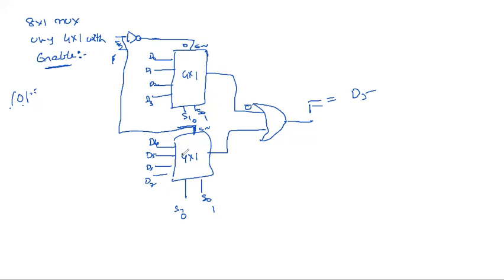So this multiplexer will work. 0, 1, so 0, 1 means D5. You get D5 here. 0 plus D5 means D5. So the final answer is D5. You getting? So this is the 8 by 1 multiplexer using 4 by 1 with enable. Okay. Next, I want to draw 8 by 1 using 2 by 1.